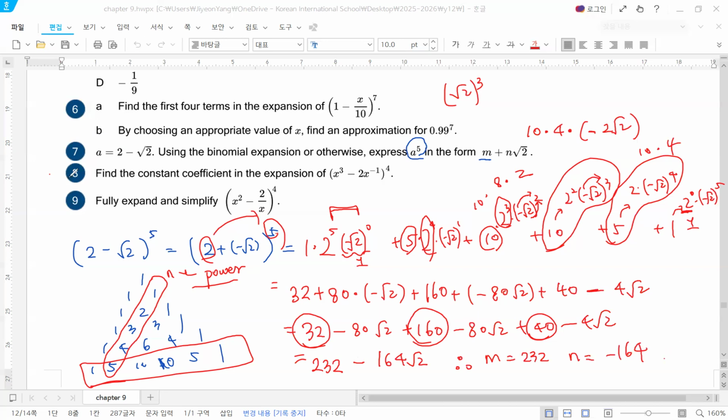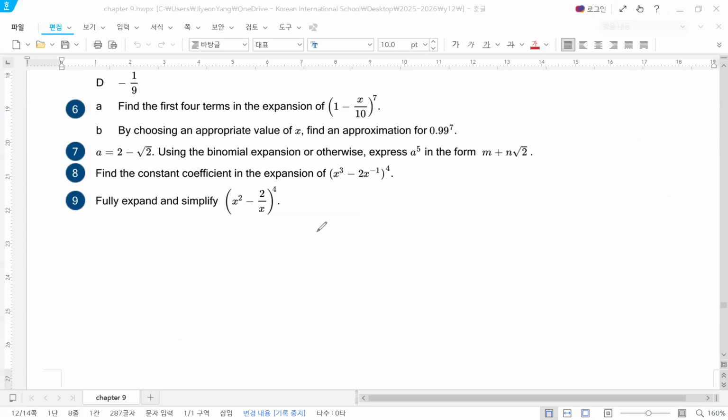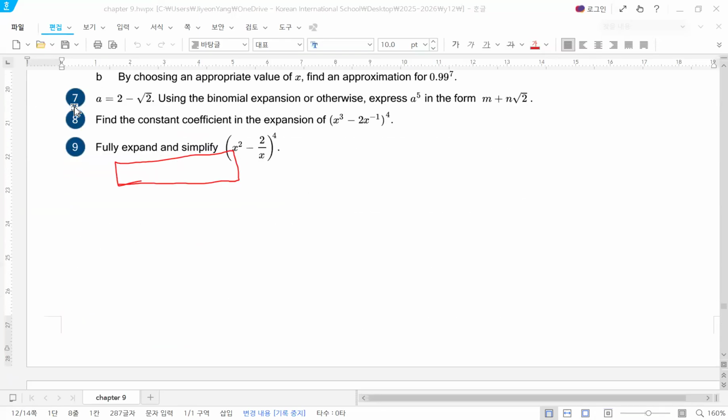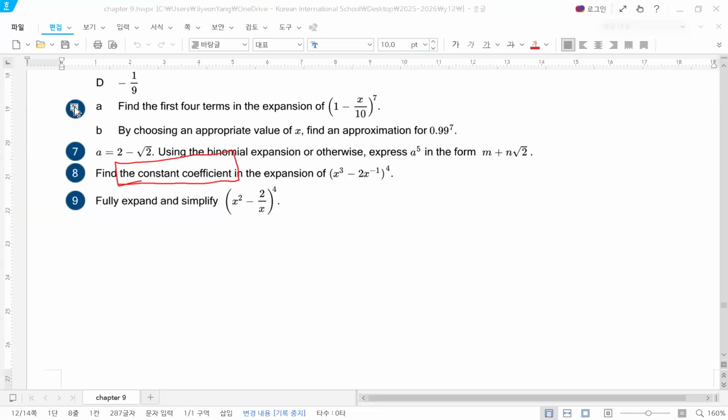Question number 8. Again, find the constant coefficient. This question is very similar to question 5. Again, in this question, we need to use the general term of the binomial expansion a plus b to the power of n.